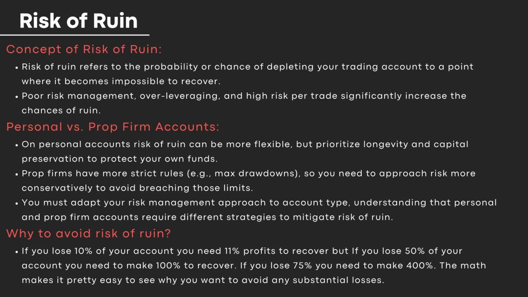Now, let's dive into why you want to avoid the risk of ruin and how the math makes it pretty clear that substantial or exponential losses are something you should be seriously cautious about. First off, when you take a hit in your account, it's not just about making back what you lost in a one-on-one ratio, right? Instead, it becomes a lot harder and more difficult, because the bigger the losses, the harder it is to recover. And let me break it down for you. If you lose 10% of your account, you need to make an 11% gain or profit just to get back to where you started, right?